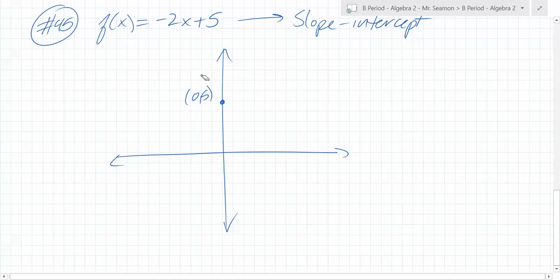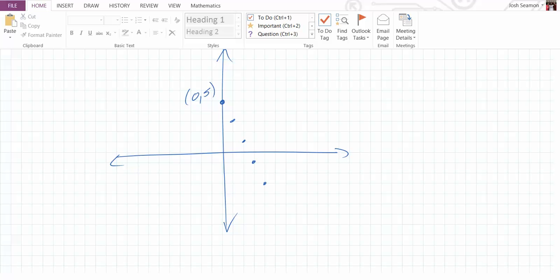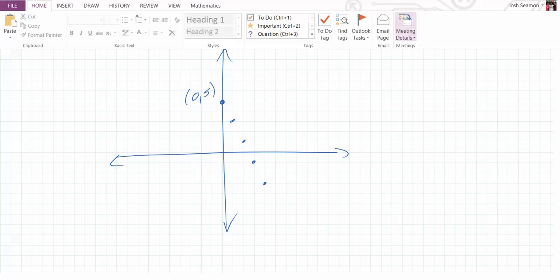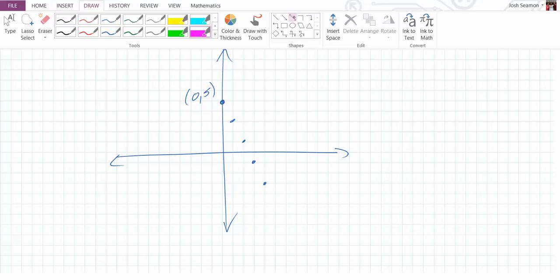And what's the slope? Negative 2 over 1, so that means go down 2 and over 1, down 2 and over 1, down 2 and over 1. So what can you do with all those points? Connect them, that's right. There's a draw tool here I like to use, if I can remember to use it. Draw, let's use this one.